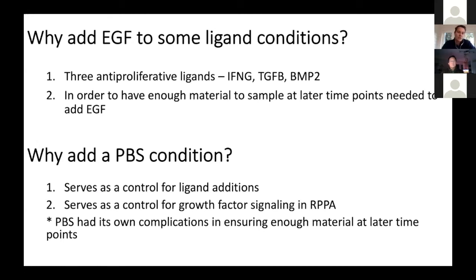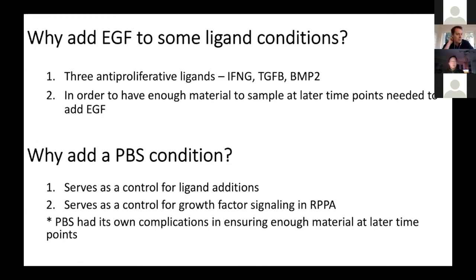So in experiments we've done where we're just adding these ligands on their own, we end up with almost no cells at 48 hours. So even in the absence of EGF, they're still reducing proliferation. But if we end up with no cells, it works for IF and in terms of quantifying the number of cells, but it doesn't provide any material for RNA-seq, RPPA, GCP, and the other assays that we collected.